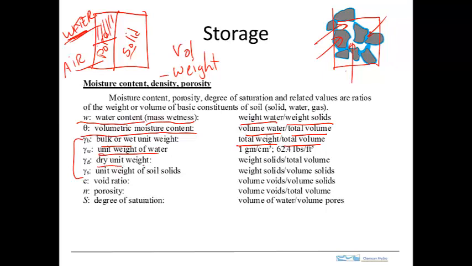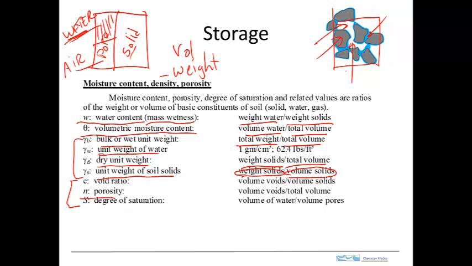The dry unit weight of the sample would be the weight of the solids to the total volume of the soil. And then the last unit weight here is the unit weight of the soil solids. So that would be the weight of the solids to the volume of the solids. So in that case, we're ignoring the volume of the pore space, and we're just really focusing on the volume of the solid material. And then we've got some terms here that involve the porosity and related.